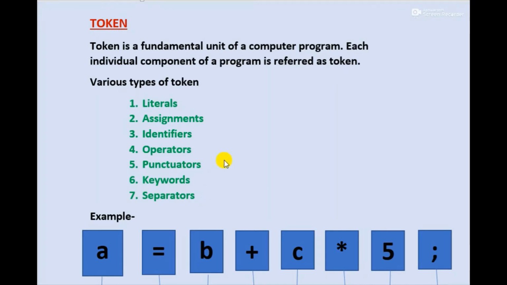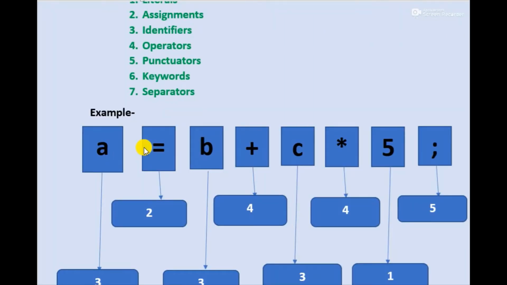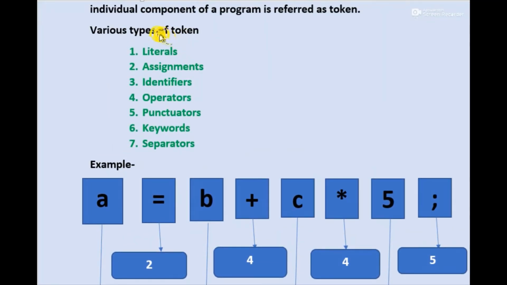Okay, so here we can see one example I am using here, that is a equal to b plus c into 5 then semicolon. So this is one statement which we are using in a Java program. Here we can observe, in this statement, a equal to b plus c into 5 semicolon, each and every component of this statement is token.